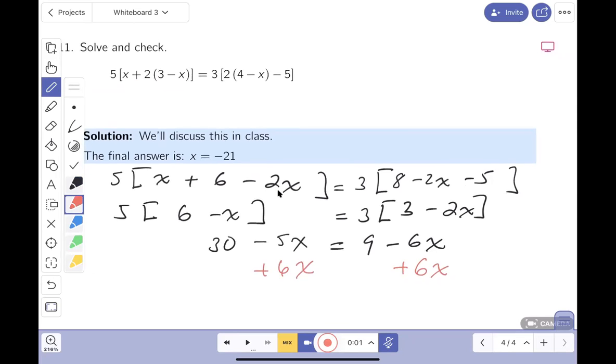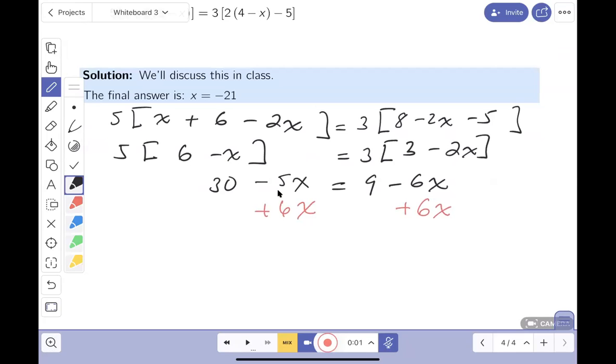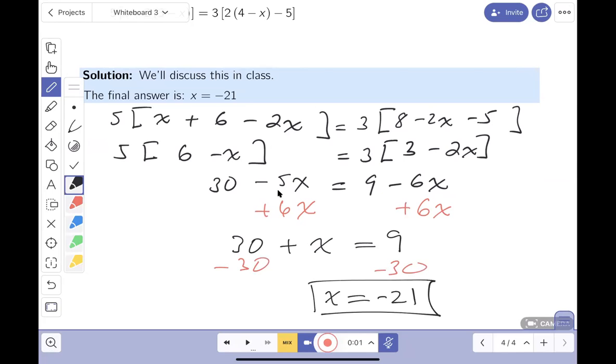All right, let me do that. And what do you get? You get 30 plus x is equal to 9. Now what I'm going to do is subtract 30 from both sides. And what do you get? X equals minus 21. My recommendation, look at the answer key and see if you can agree with it. And that's good if you can.